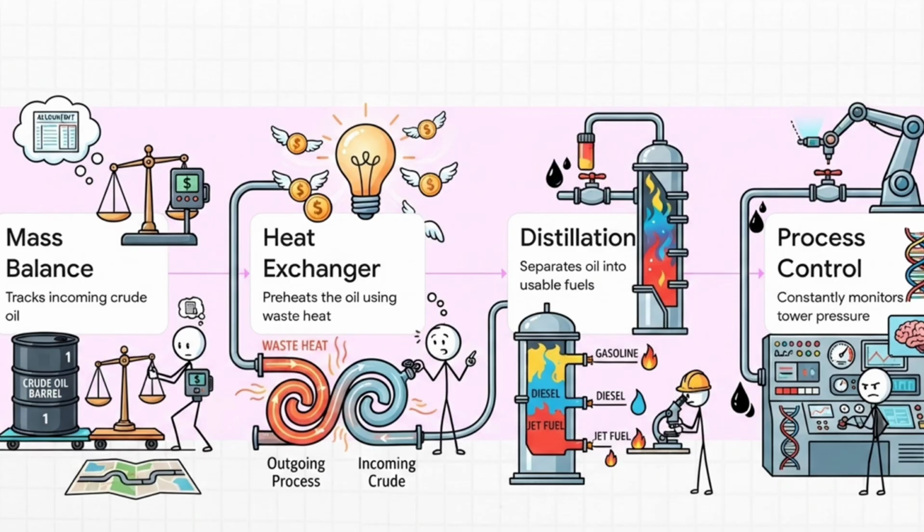Then, the preheated oil enters the distillation tower, separating into gasoline, diesel, and jet fuel. And throughout this entire journey, automated process control systems are making split-second adjustments to keep the pressure and temperature perfectly safe. All these concepts are working together continuously on that one single barrel of oil.